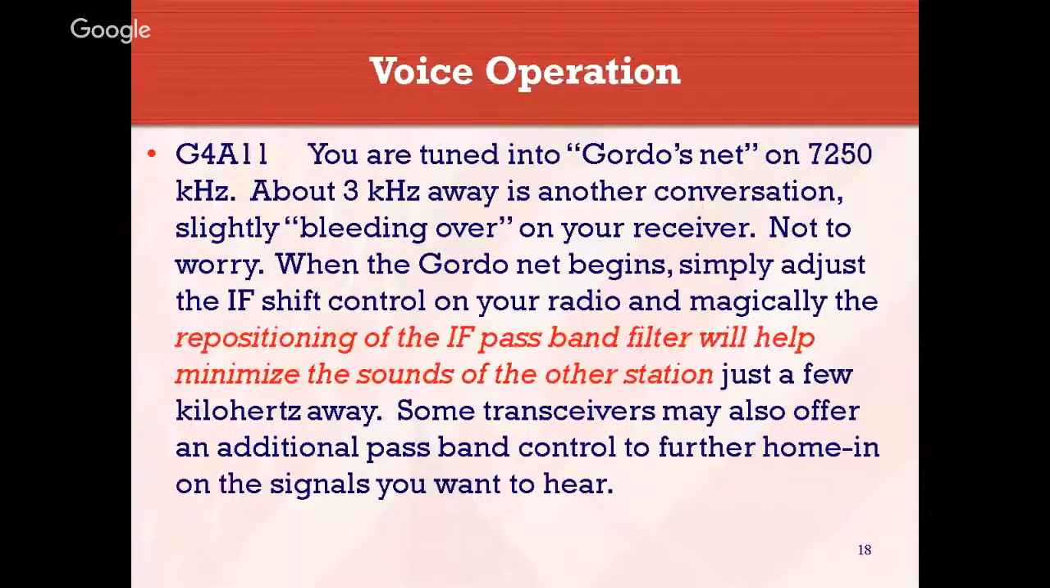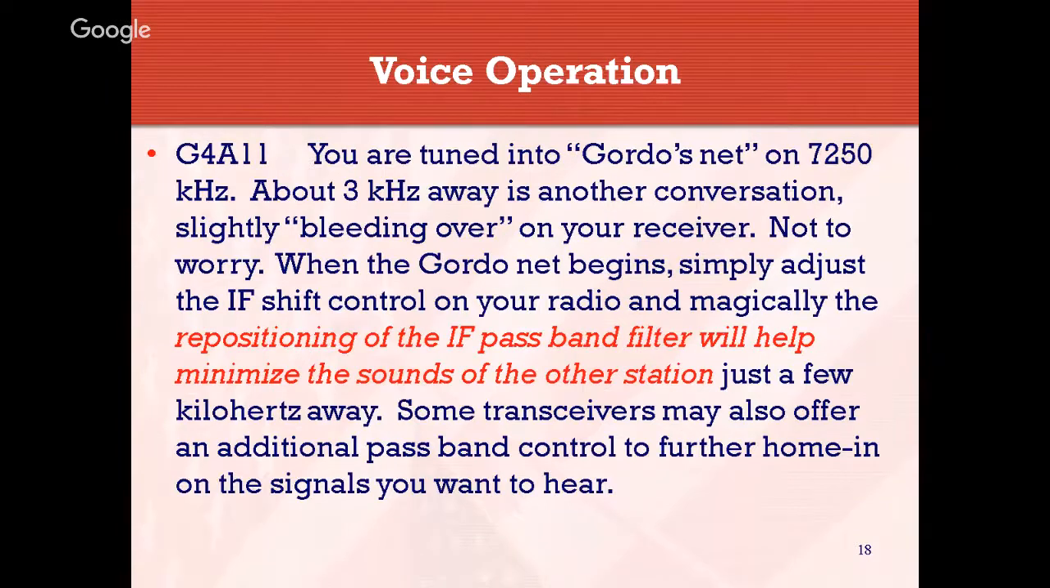So you're tuned into Gordo's Net on 7250. He does have one, by the way, and about 3 kilohertz away is another conversation slightly bleeding over on your receiver. Not to worry. When the Gordo Net begins, simply adjust the IF shift control on your radio, and magically, the repositioning of the IF passband filter will help minimize the sounds of other stations just a few kilohertz away. Yeah, that's right. You do have an IF control that'll shift the IF slightly to minimize interference from an adjacent channel.